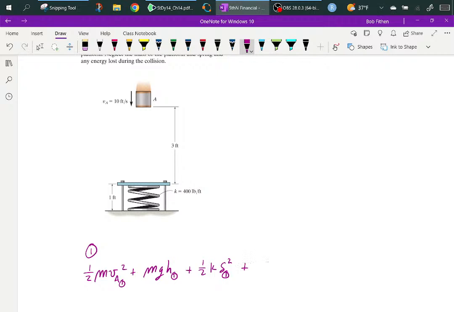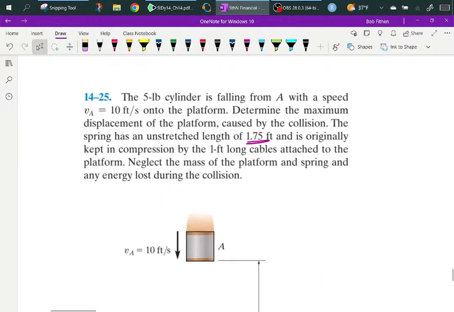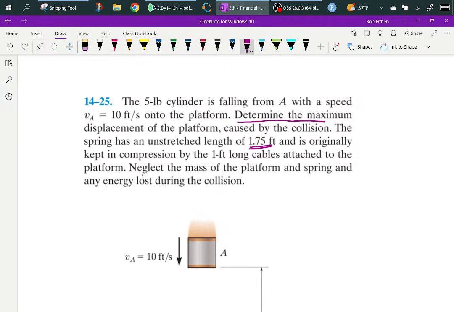I'll go ahead and include the F dot S's, but there are none. There's no friction, no friction, and no added forces. And what I end up in is state 2. And the state 2 is determine the maximum displacement of the platform caused by the collision.